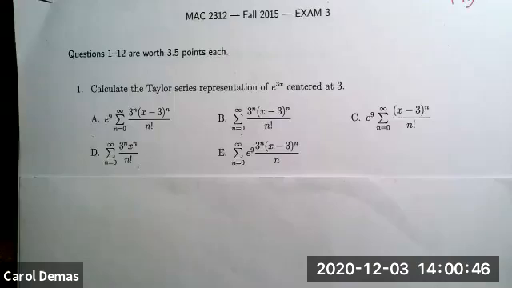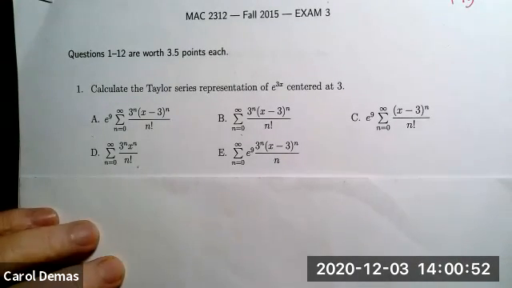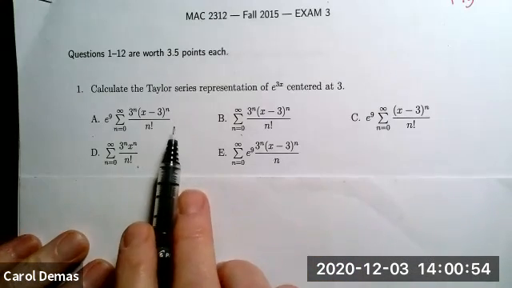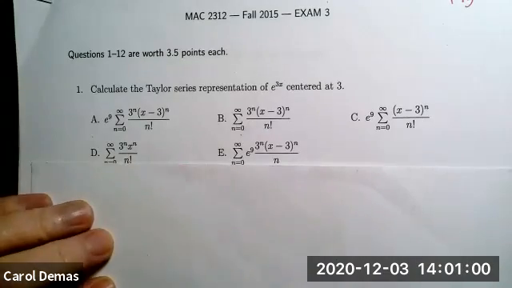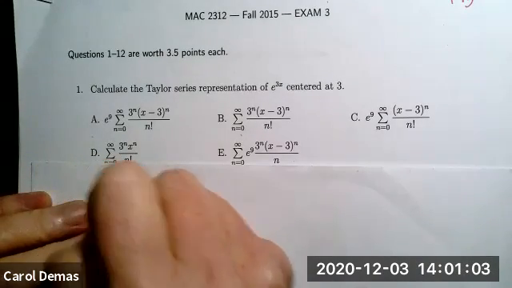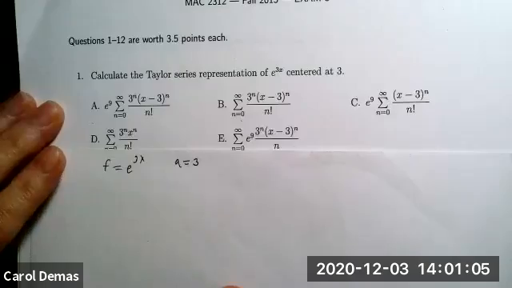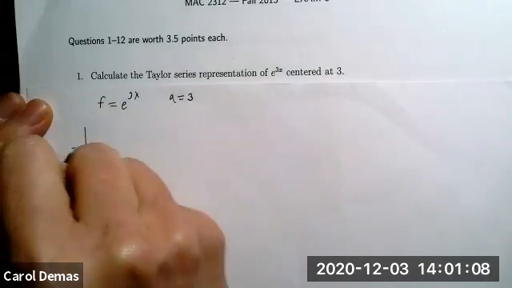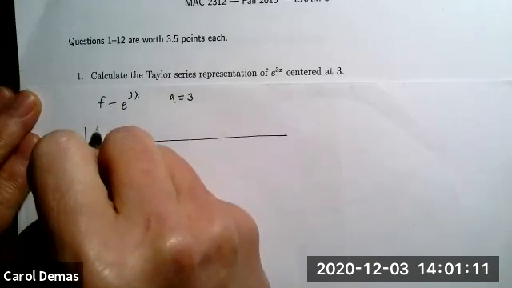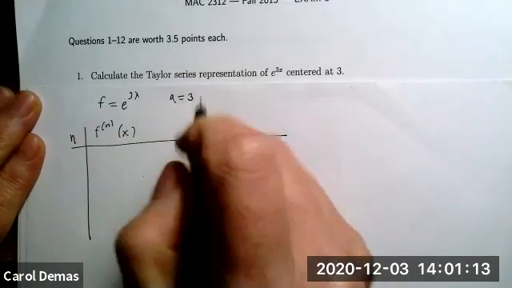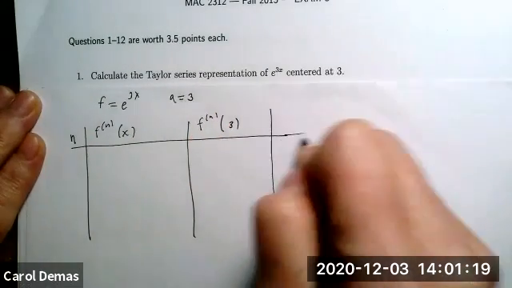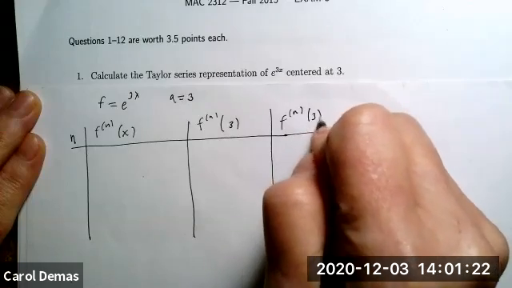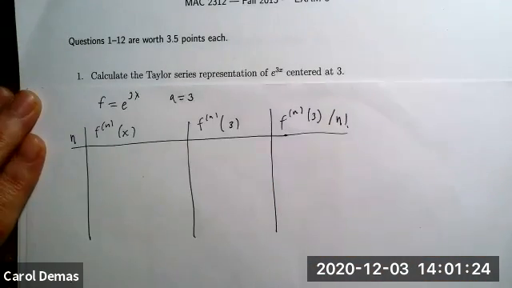Okay, thank you. All right, let's calculate the Taylor series for e to the 3x centered at 3, and that means that we're going to make a table. So f is e to the 3x and the center is 3. So we'll have n, and then we want the nth derivative at x. And then we'll want the nth derivative evaluated at 3. And then we'll want the nth derivative evaluated at 3 over n factorial.